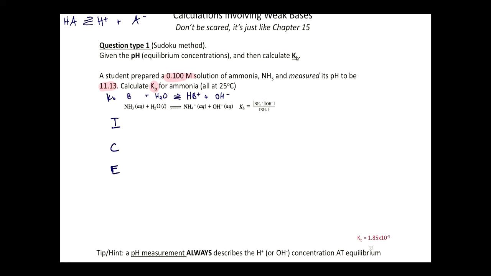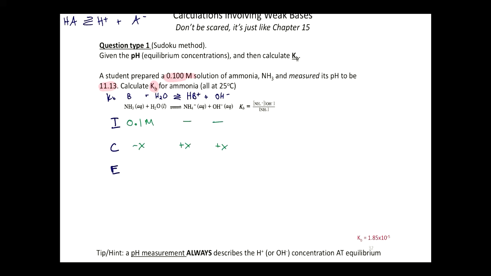So, okay, what information do we have? We have initial concentration. So in our ice table, we're going to put 0.1 molarity in for ammonia, zeros everywhere else. This reaction has to move in the forward direction, so minus x, plus x, plus x.